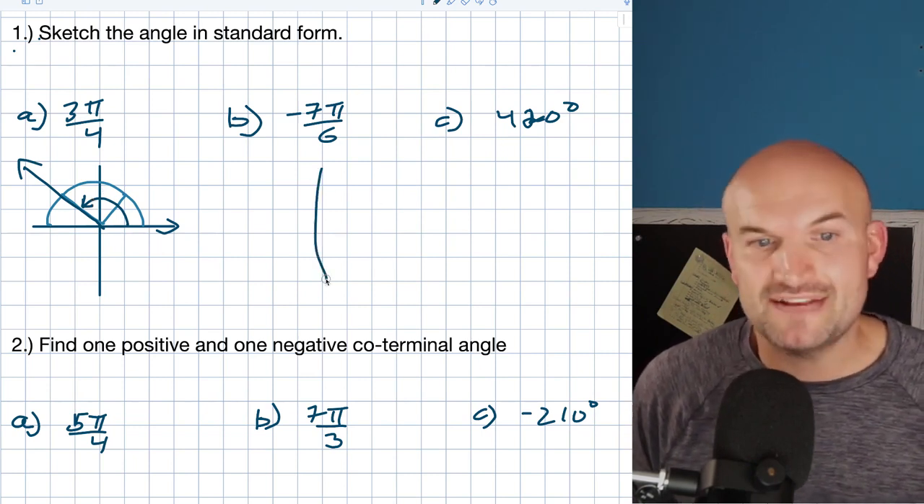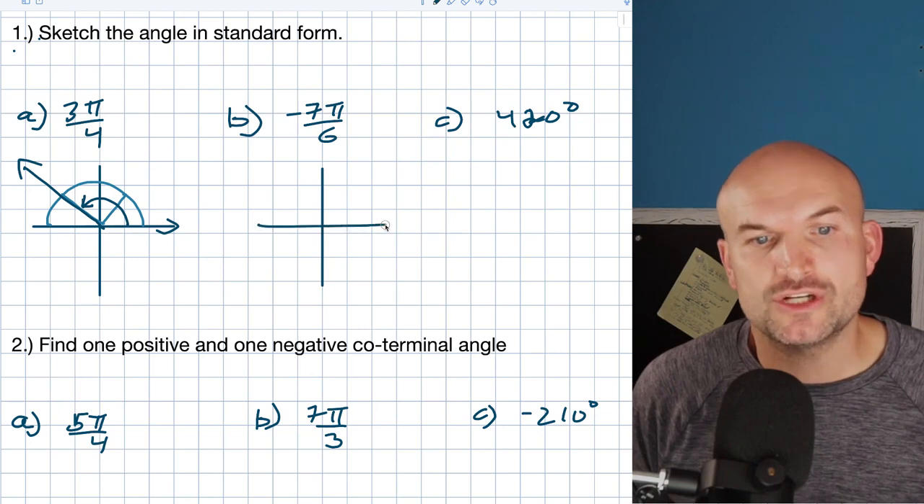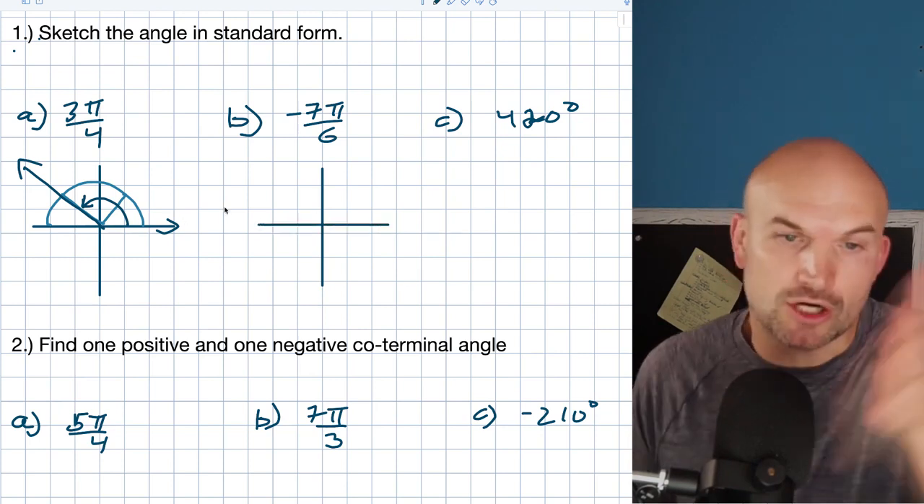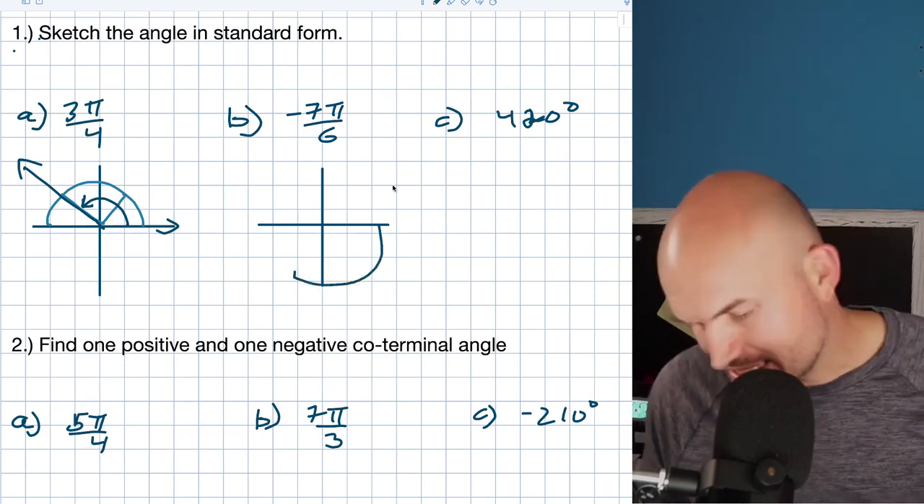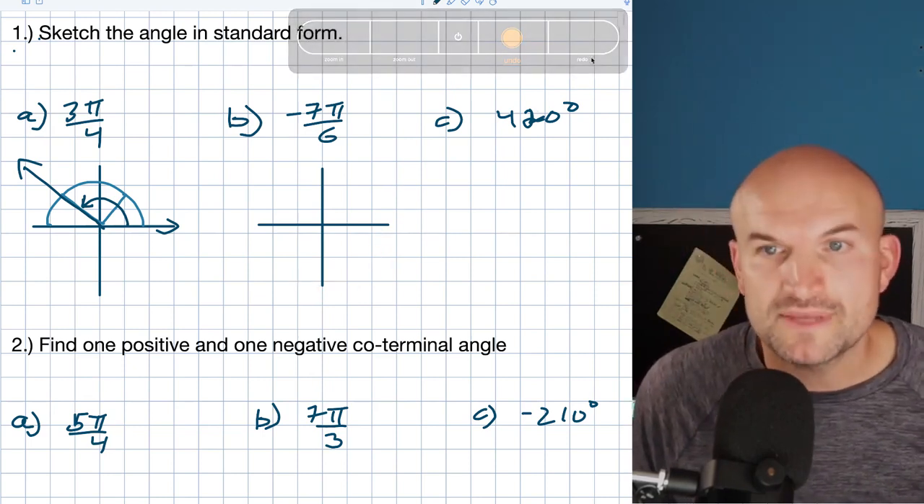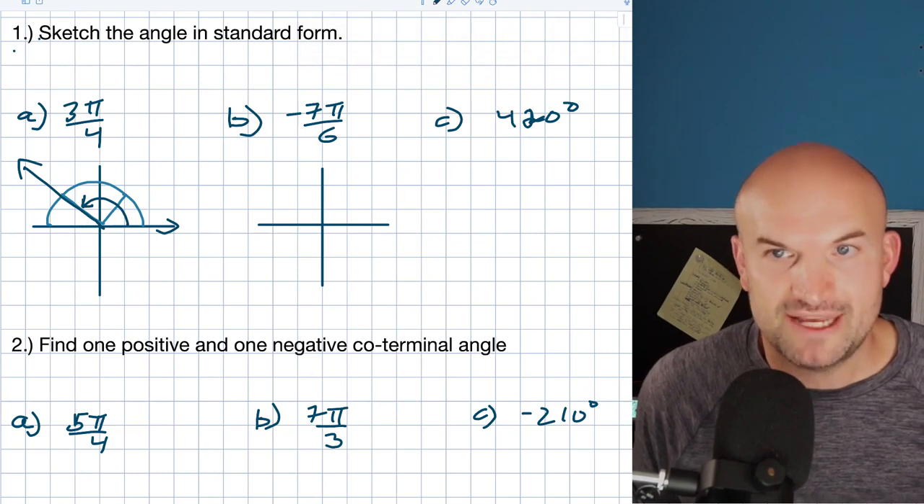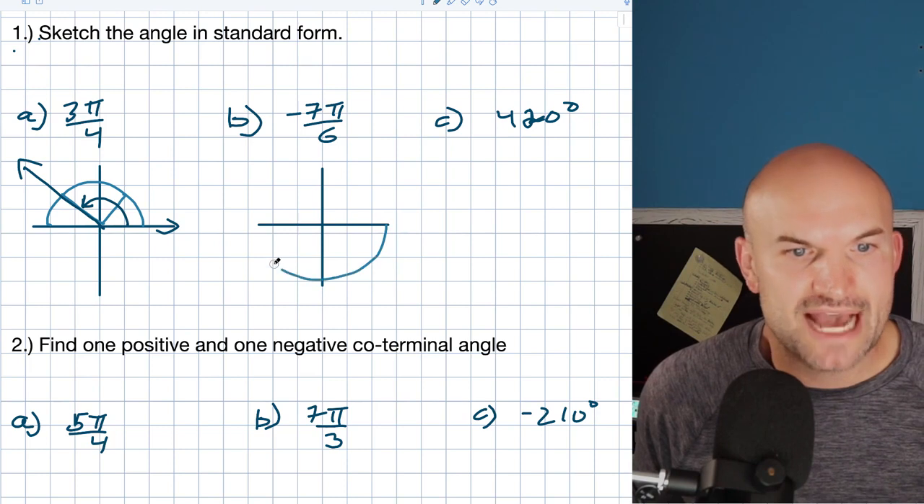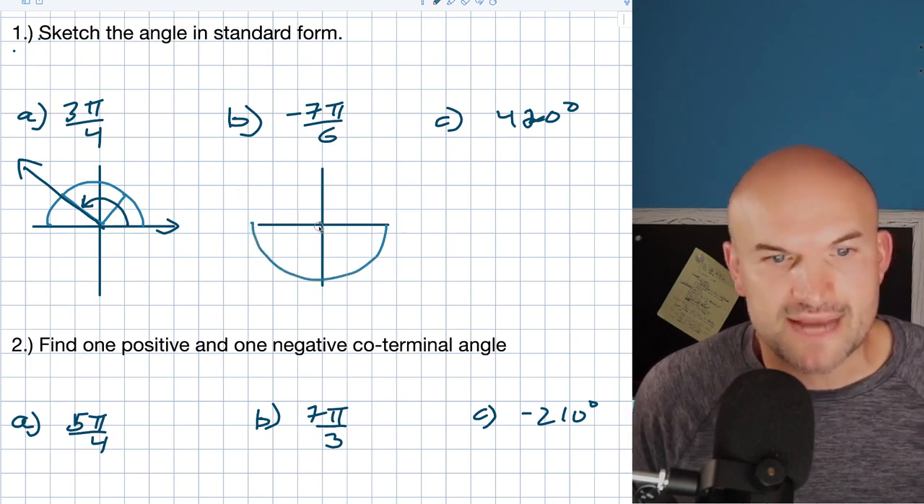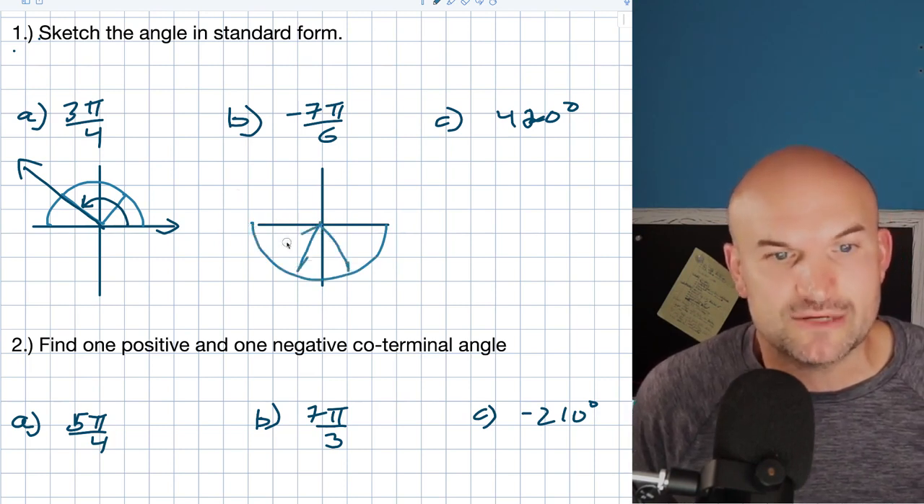Now, what about if we have a negative angle? When we have a negative angle, we're just going to go in the opposite direction. We're now going to go in our clockwise direction. Now you can see my denominator, though, is a 6 instead of a 4. So we're going to do the same idea here. We can create this as a semicircle, but now instead of breaking it up into 4 equal parts, I'm going to break this up into 6 equal parts.